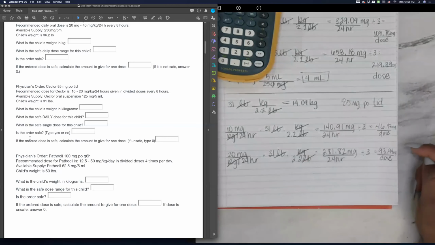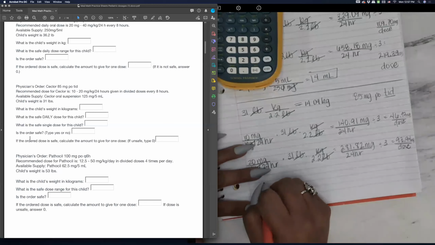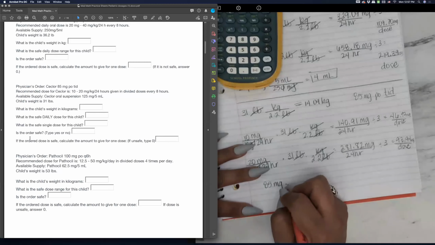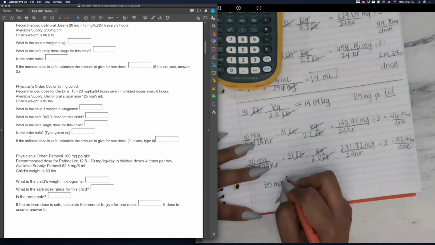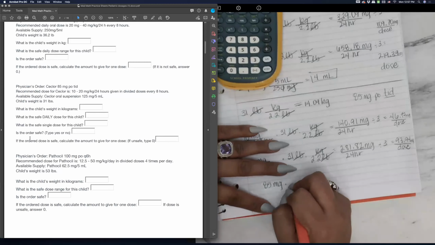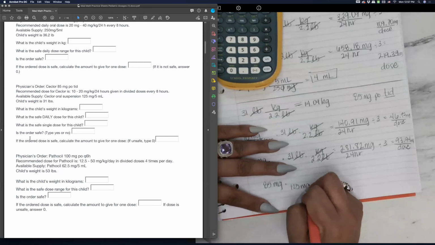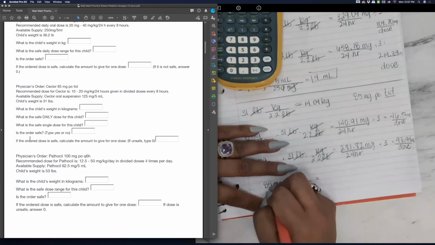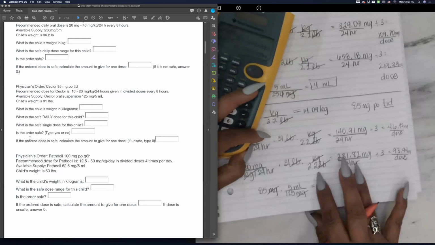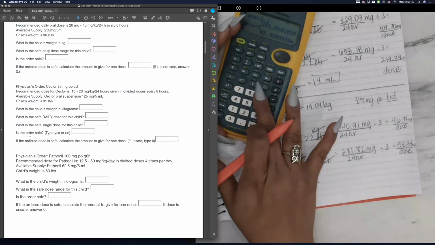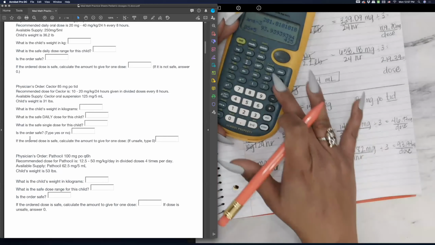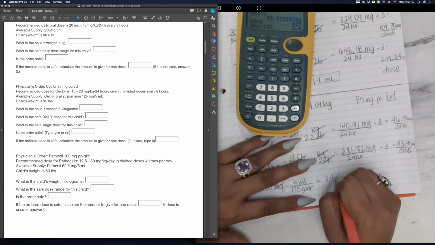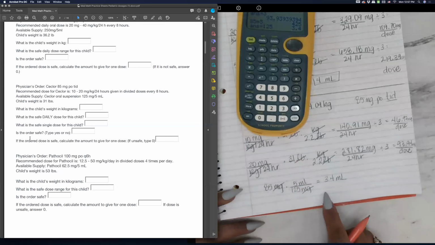And if it is safe, what do we administer? So we take our 85 milligrams and we multiply it by our dosage strength, which is 125 milligrams per 5 milliliters. Our units of milligrams is going to cancel. And then we have 85 times 5 divided by 125. And that gives us 3.4 milliliters to administer to our patient.